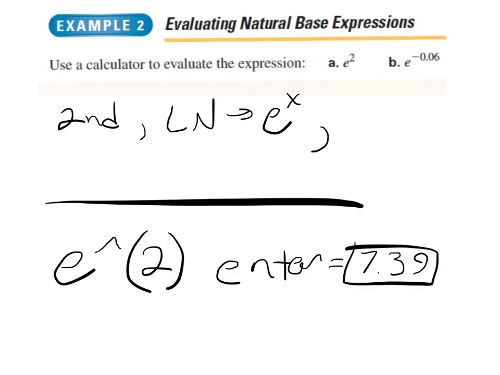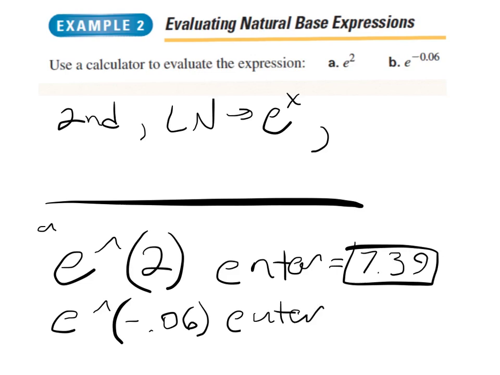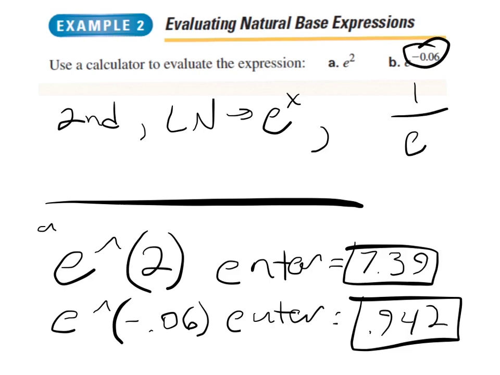So that's A. In our other one we want e to the negative 0.06 and then enter. So e, second ln, negative 0.06, enter, I get 0.942. Okay? And again, when we have a negative exponent, it's really 1 over e to the 0.06. Alright? So that lets us evaluate negative exponents, positive exponents, any exponent above e.